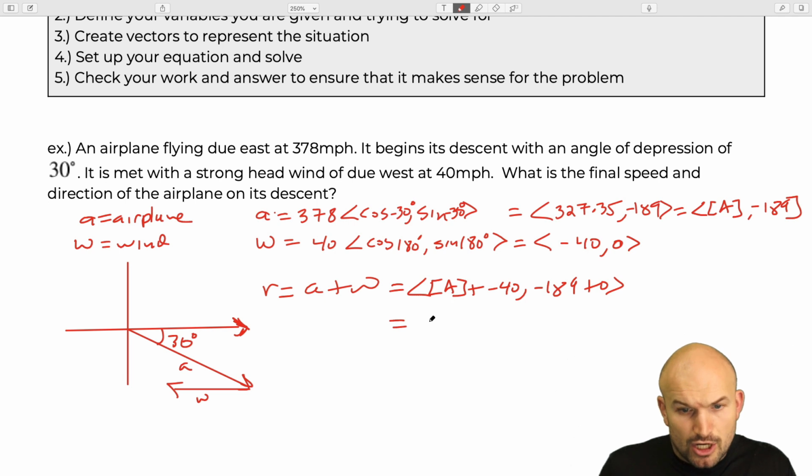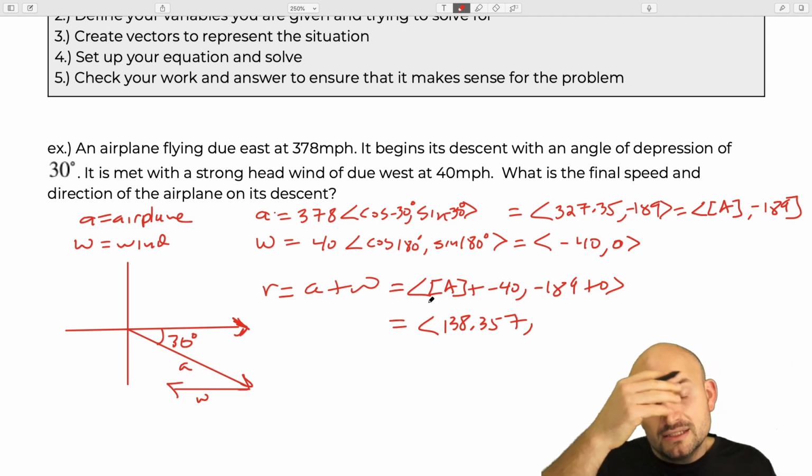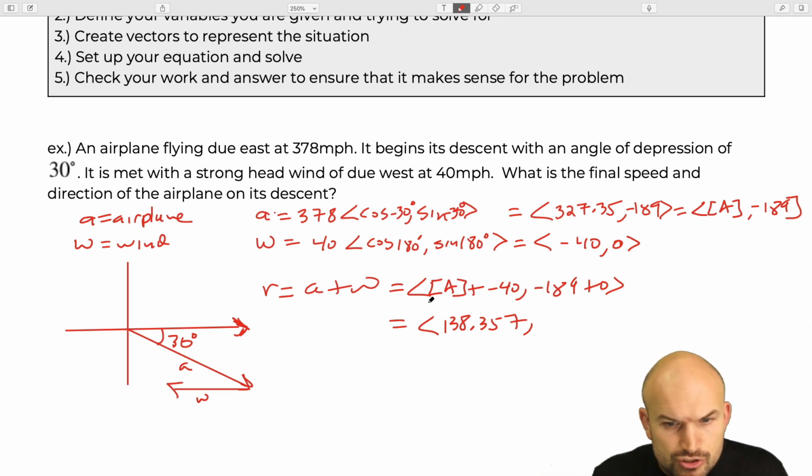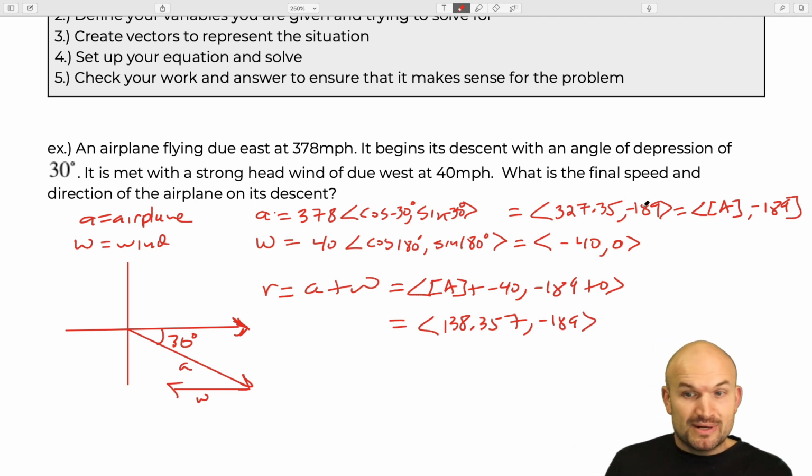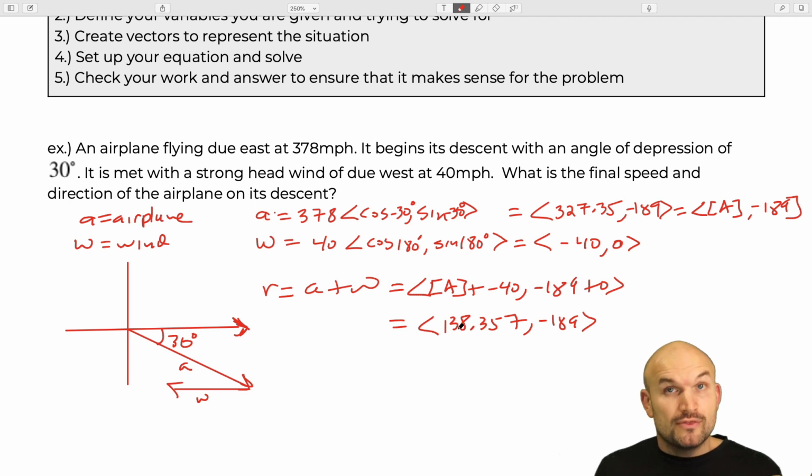That's going to give me 138.357. And then my second component is negative 189 plus 0, so that's negative 189. Okay, so that's my resultant vector, right? It was at 327, negative 180. Now it's only at 138, right? So that's going to be this. You can see my vector got reduced, right? It's a little bit slower.